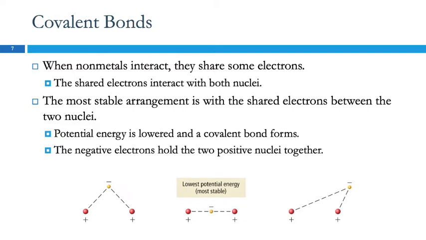So the key for covalent bonds is that we have shared electrons. That prefix co refers to sharing, right? Co-sleeping, a co-op, co-ed, it's sharing, right? And the valent refers to valence electrons. So this is literally sharing valence electrons, covalent bond.